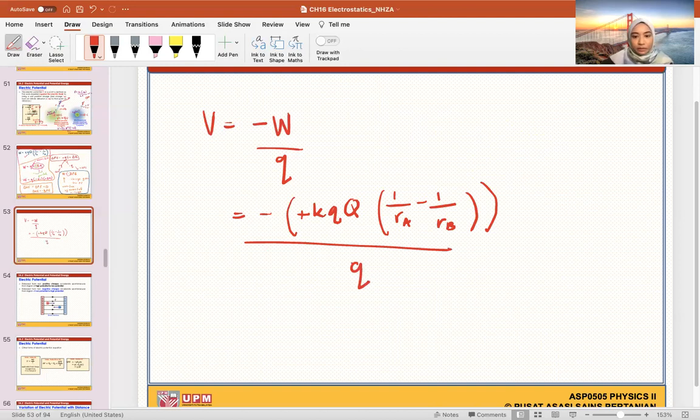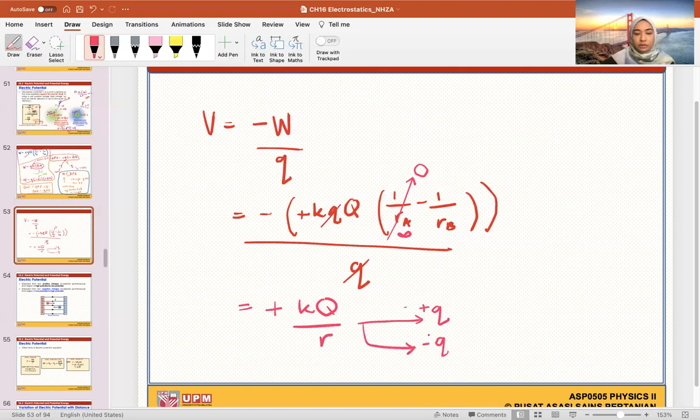Okay. So now my q can be eliminated, and my infinity is 1 over RA, right? Infinity is over here, which means that this goes to 0. Minus with the minus becomes positive kQ, the source charge, over R. Okay, and this equation can be used for both positive and negative charge. Just use it as it is. Substitute. It's a scalar quantity, so you don't have to worry about the direction.